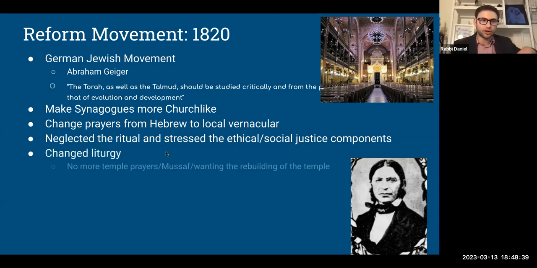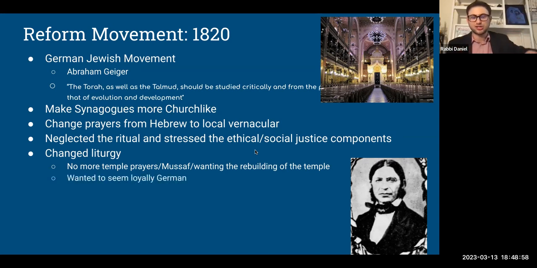They obviously changed the liturgy, right? And one of the most important changes of liturgy that they made, which of course is still the norm in Reformed communities, where there is no longer a prayer to rebuild the temple or wanting the rebuilding of the temple, right? We have cut off the Musaf prayer. And a lot of these changes were because they wanted to seem loyally German, right? It's very hard for you to say, no, I'm fully bought in to the future of German society, when every evening you're showing up in synagogue saying, God, please let me go back to Israel and rebuild that temple, right? And so German leaders recognized this and said, okay, we're going to slowly change these prayers.